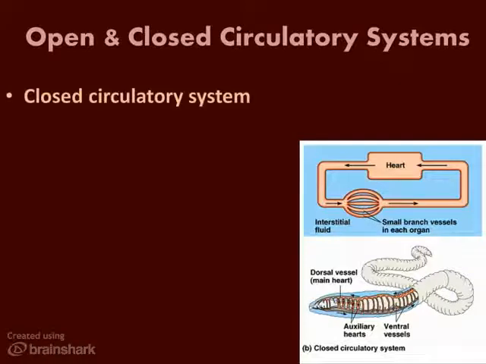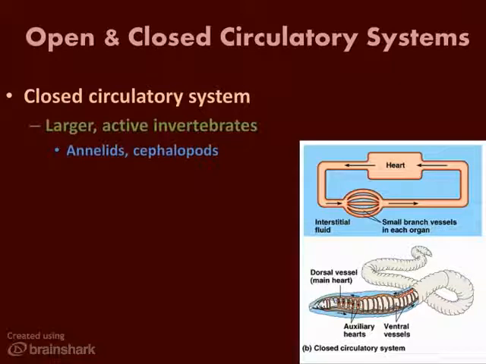Closed circulatory systems are found in larger, more active invertebrates such as annelids, earthworms are one example of that, and some mollusks, specifically cephalopods. Cephalopods are mollusks with their head on their feet, like squid and octopus. Also, all vertebrates, every animal with a backbone, has a closed circulatory system. Fish, amphibians, reptiles, birds, and mammals.